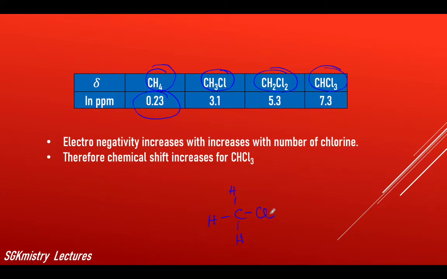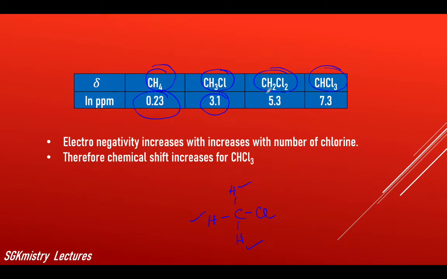you can see there is Cl present here. Cl is an electronegative atom. It will try to pull the electrons towards itself. So overall, the electron density around these protons will decrease, and hence these protons will be deshielded when compared to methane. Because of the deshielding, the signal will be obtained at a downfield region when compared to CH4, that is, when compared to 0.23, this will be in the downfield region at 3.1.